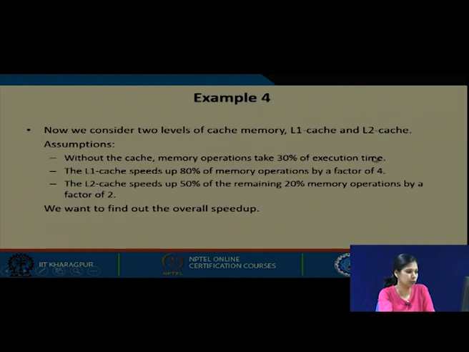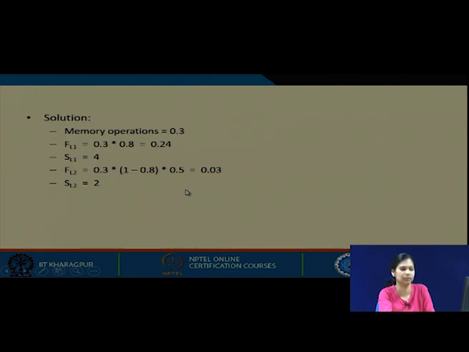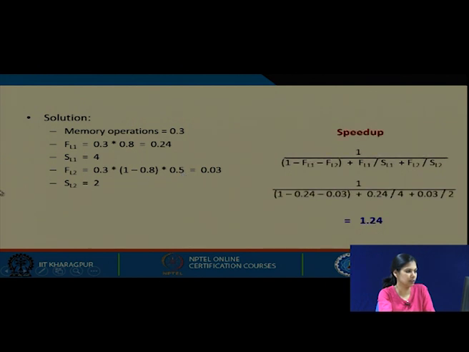This is 80% by a factor of 4, and the remaining 20%, 50% improvement by a factor of 2. Now, we will put these values here: 1 divided by 1 minus FL1 minus FL2 plus FL1 by SL1 plus FL2 by SL2, and we are getting a speedup of 1.24.